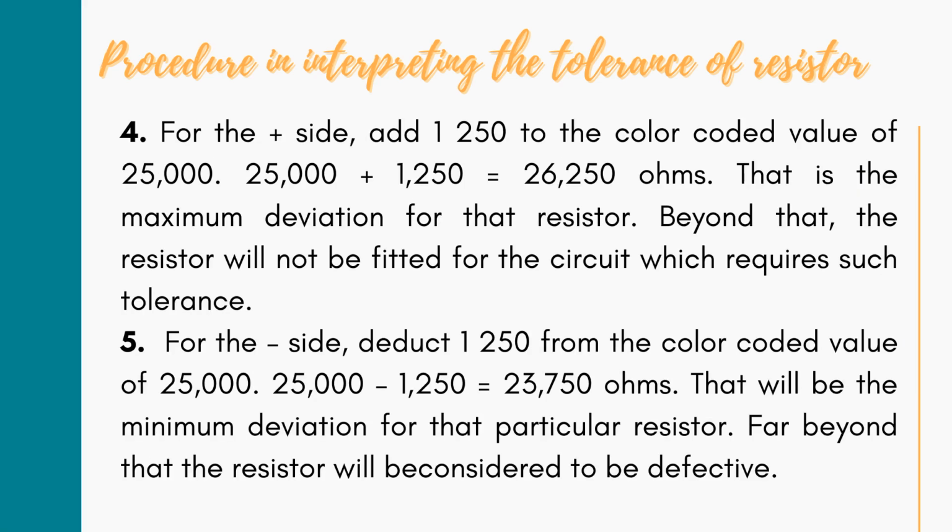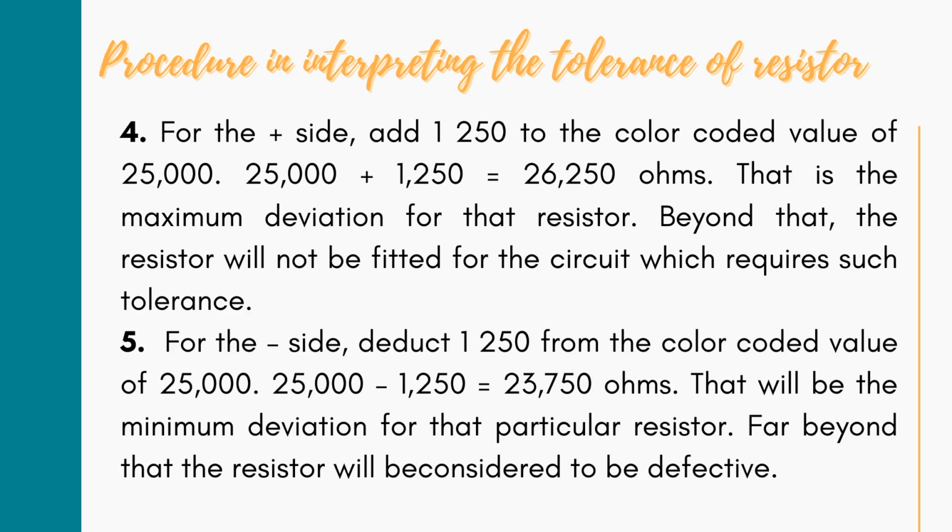1,250. 4. For the plus side, add 1,250 to the color coded value of 25,000. 25,000 plus 1,250 equals 26,250 ohms. That is the maximum deviation for that resistor. Beyond that, the resistor will not be fitted for the circuit which requires such tolerance.